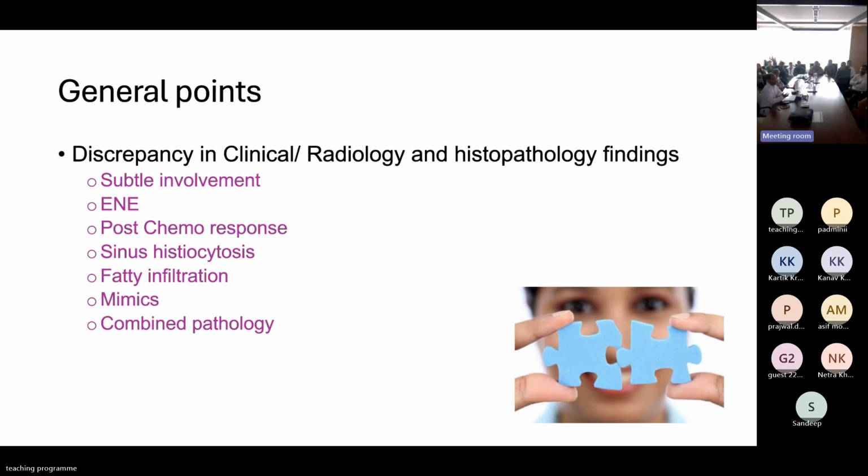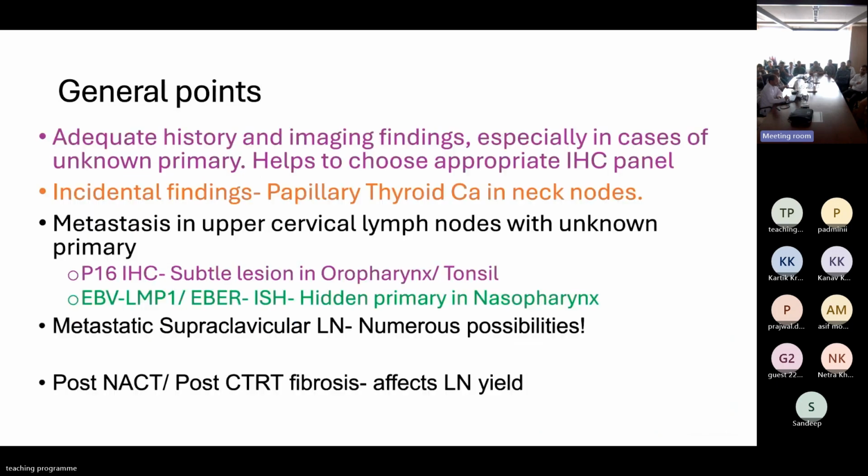Then there might be combined pathology sometimes. Many times in Hodgkin lymphomas, we see coexistent granulomas. In squamous carcinomas also, the patient has reduced immunity, so sometimes they can get granulomas. So we can have a combined pathology. On imaging, it might appear that it's a granulomatous lymphadenitis, whereas we have a tumor also.